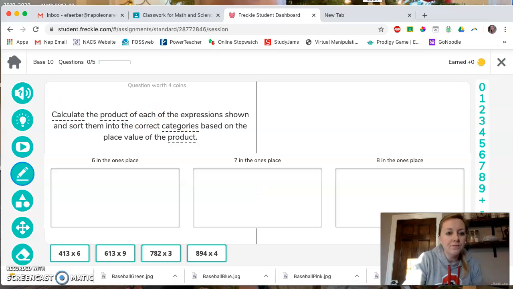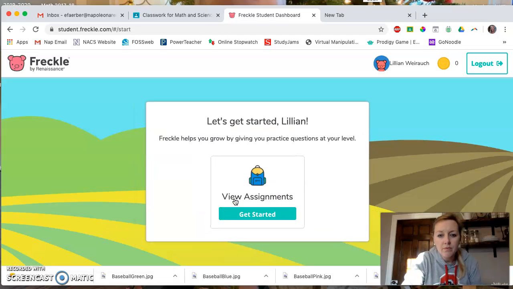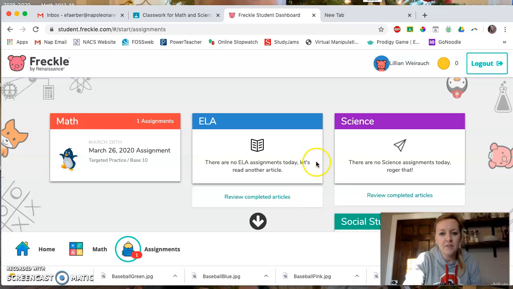Okay, so when you go into your account, this is probably the screen that you are going to see where it's got your name here, how many coins you have. It's going to give you maybe your different subjects. You always want to look at the book bag. The book bag is where your assignments are going to be.